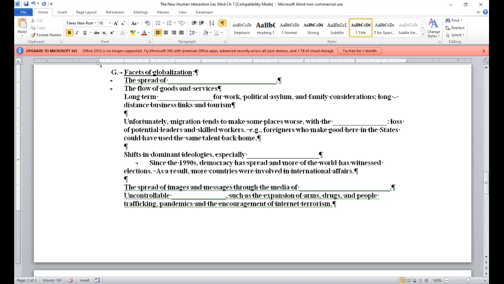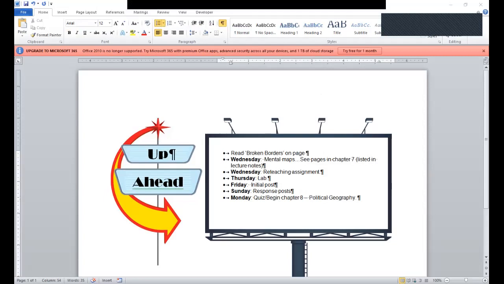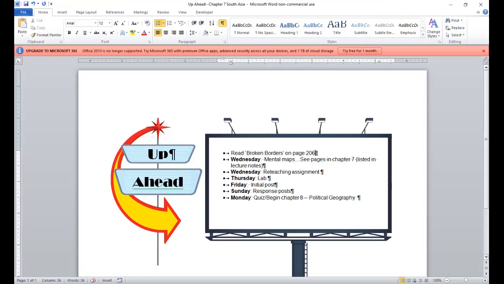And let me just talk about what's up ahead. I know you guys know the drill by now, but there's a couple of little wrinkles in here. You're going to read Broken Borders this week. The discussion will be dealing with migration. I'm going to say it's page 206. I've got my book right here, so let me save you the trouble: page 206, yes. Broken Borders.